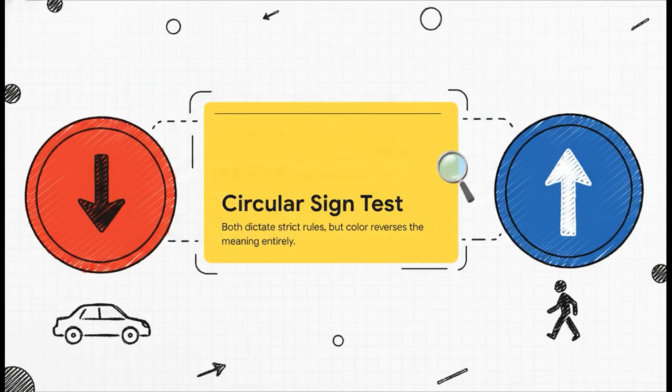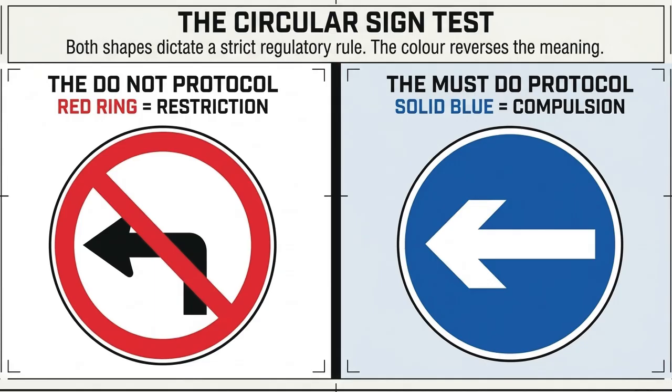But before we break down the 5 specific families, I want to prep your brain for a really clever visual trick. Let's call it the circular sign test. Whenever you see a perfectly round sign, it is dictating a strict regulatory rule. You literally have no choice but to follow it. But the color of that circle, that reverses the meaning entirely. Just look at this stark visual contrast in action.